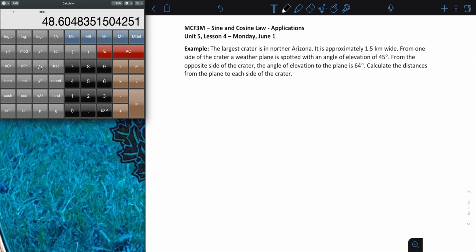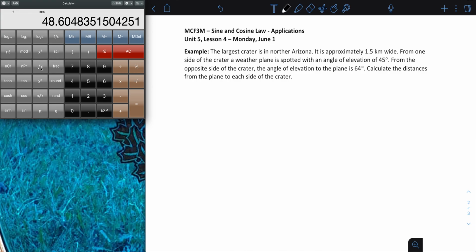Okay, so again, we're going to come up with our picture. Okay, so we've got this kind of like crater on the ground. We'll say the crater goes from here to here. Okay, and it's saying that it's 1.5 kilometers wide. Now, from one side of the crater, a weather plane is spotted with an angle of elevation of 45 degrees.